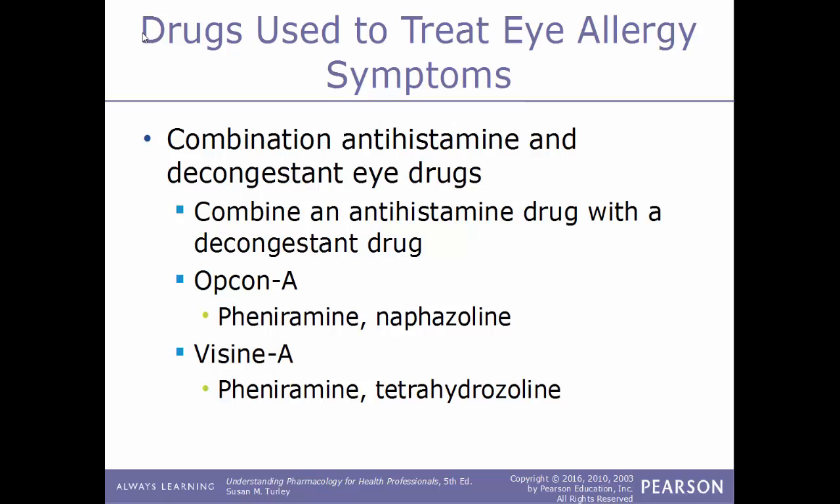Now, it's common to have a combination drug that will include multiple aspects of treatment when it comes to eye allergies. A common combination is having an antihistamine drug along with a decongestant drug. Some examples of this would be Opcon-A, which is a combination of pheniramine and naphazoline, and also the drug Visine-A, which is a combination of pheniramine and tetrahydrozoline.